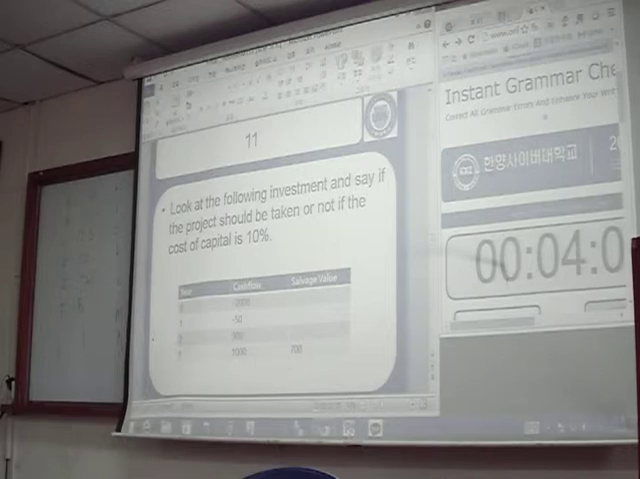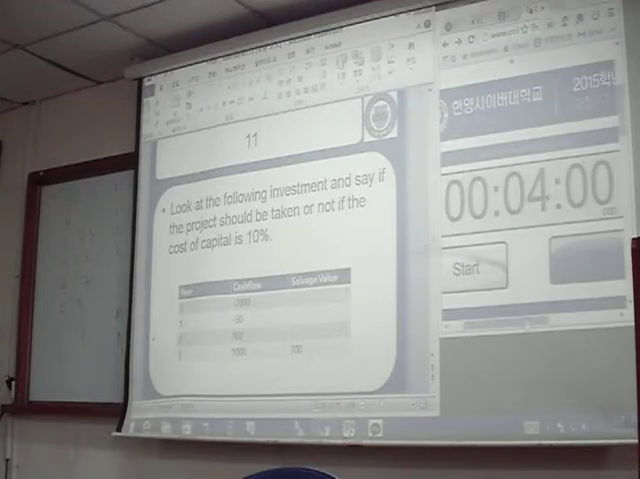There's a salvage value at the end. When we sell our equipment, which was worth 2,000 in year 0, in the end it's worth just 30%, right? So we just get back 700 at the end of the project. So the cost of capital is 10%. You need to tell me, what is the net present value of these cash flows? And should I take the project or not?